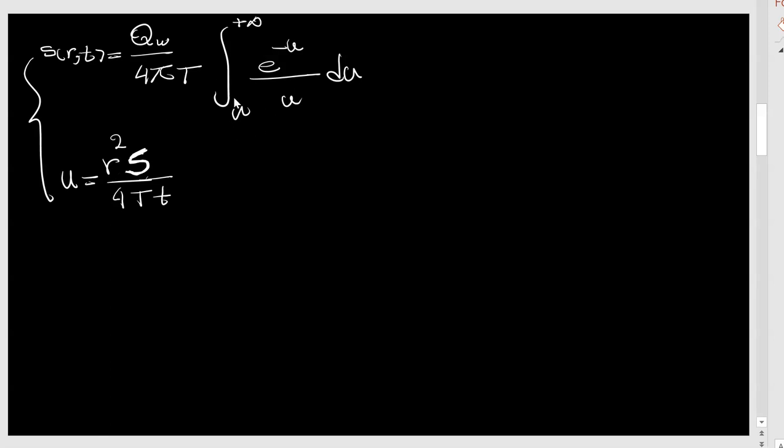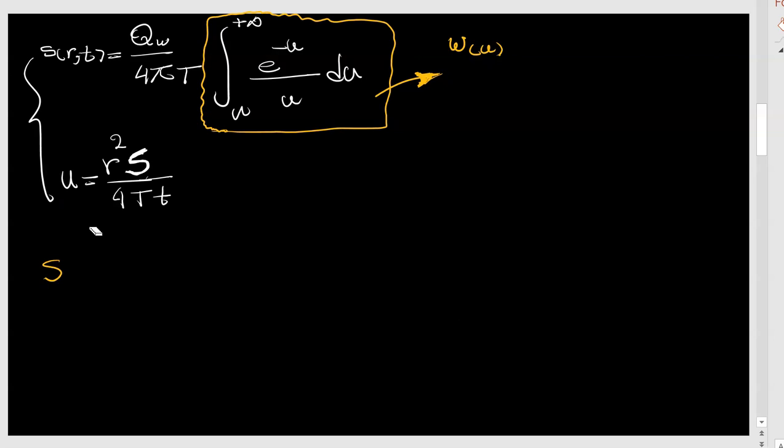But solving this integral is not easy. So technically you have to numerically solve this problem. But they approximated this problem and found a series form solution for this integral, and they denote it as W(u). So if I want to write the analytical solution again here, they said that s at r, t equals Qw over 4 pi T times W(u).